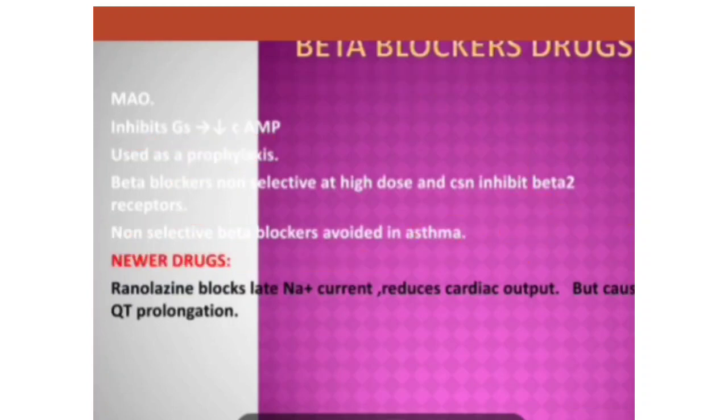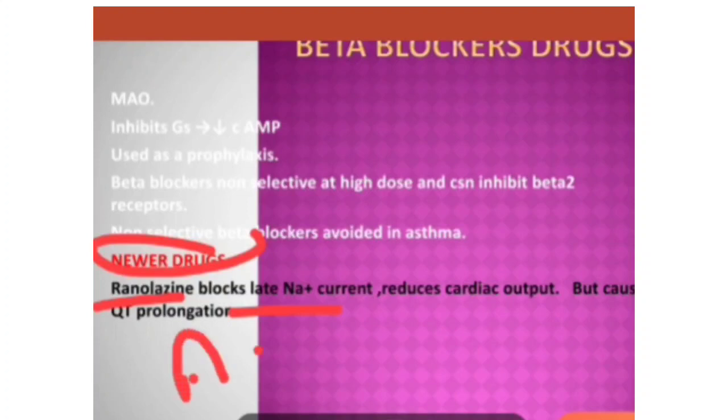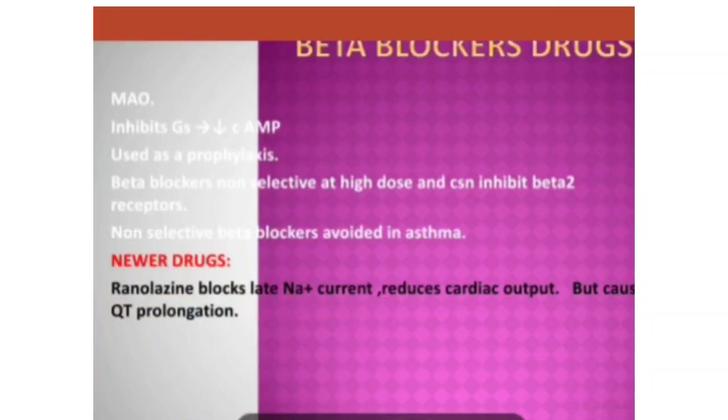Then there is a newer type of drug, ranolazine. It inhibits the late phase of the sodium current, improving the oxygen supply and demand in these conditions. It reduces intracellular sodium and calcium overload, and it is mostly used as an anti-anginal drug, and it is also used as an anti-arrhythmic drug. So we use ranolazine if other drugs are not effective, when all drugs have failed.